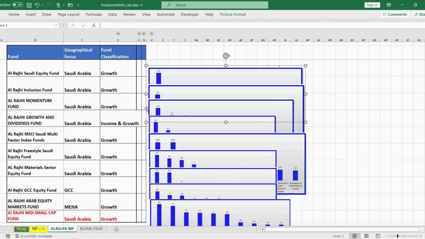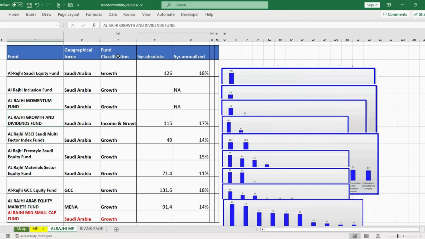Okay, so coming back, these are the 10 funds. The majority of them are all growth, except for the AlRajhi Growth and Dividends Fund, which also provides you dividends. Now, the first thing was to go through whatever historical data we have. We have a 5-year returns number on the fact sheet. If you look through it, you will be a bit shocked.